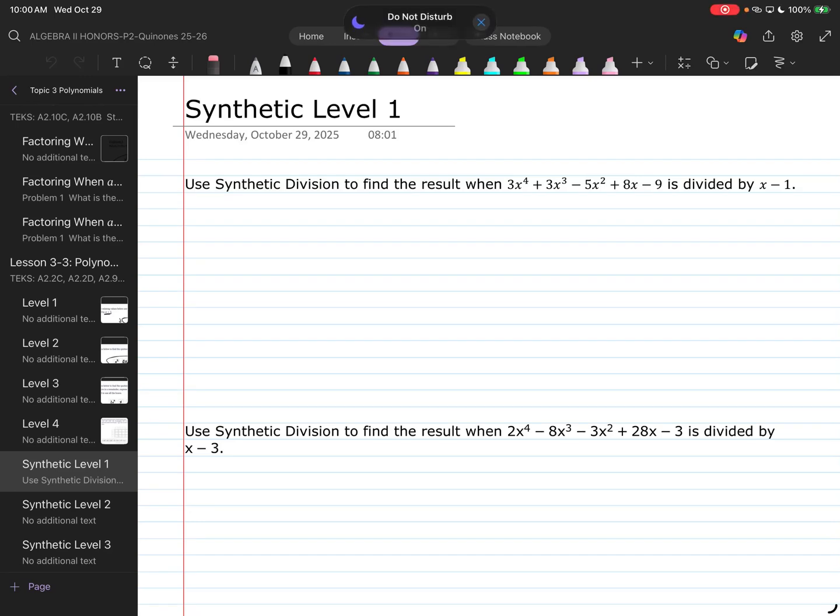All right, short lesson today. We're continuing our talks about polynomial division. There is one more way to divide polynomials if the divisor meets a very specific requirement.